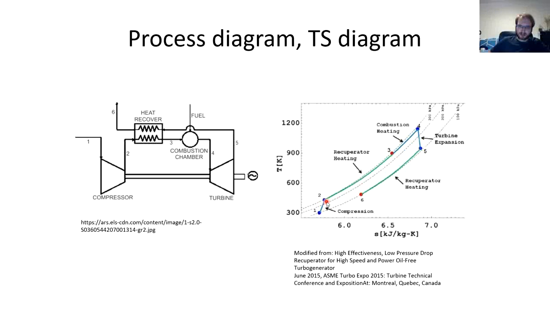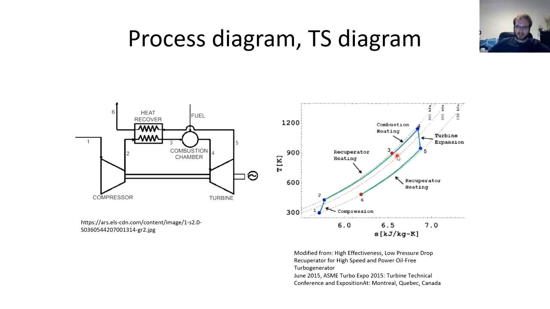So 1 to 2 is real compression. Ideal compression would be an isentropic process. Real compression goes to higher entropy. Real processes always increase the entropy. So it goes a little bit to the right, which results in a higher power requirement than in the ideal case.